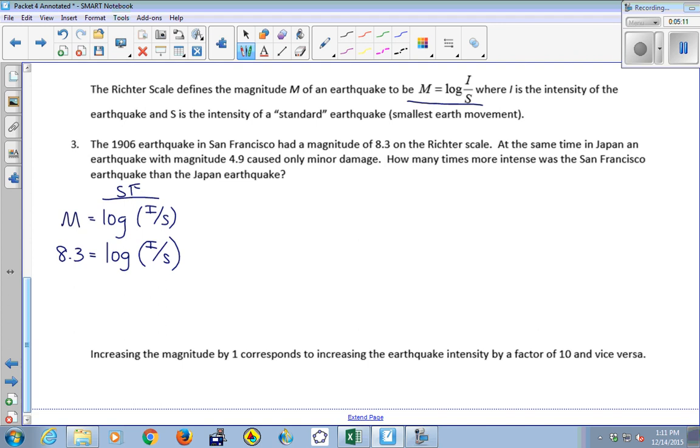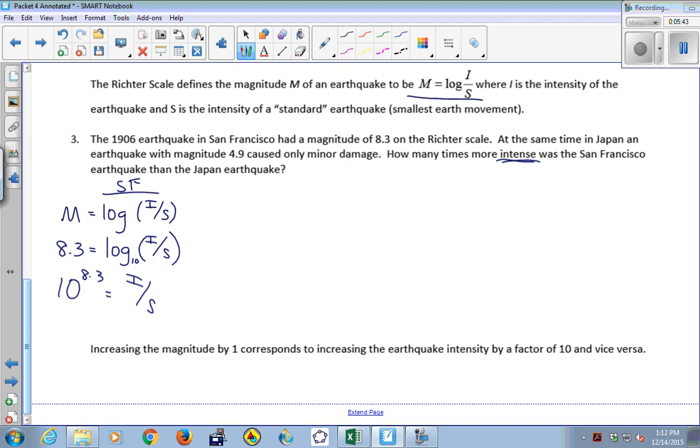I want to solve this equation for I, right? Because they asked me about the intensity. So there's a little hidden 10 right there for the base. So if I change this to an exponential form right now, what would it say? Close. 10 to the 8.3 equals I over S. Yep. And then to get I by itself, just multiply both sides by S, right? Okay, so your intensity is going to be S times 10 to the 8.3.